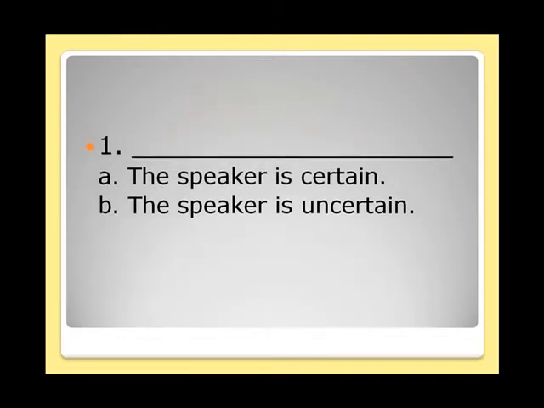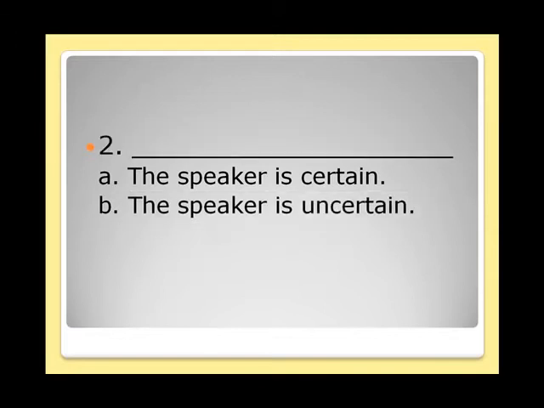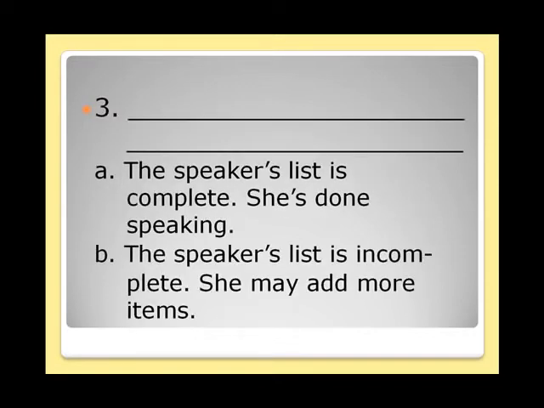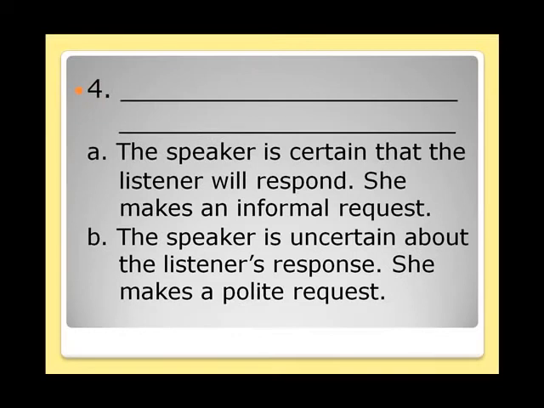Let's begin. Number 1. Ella Fitzgerald was a singer. Two. John Williams composes music. 3. I like soft rock, folk music, jazz, classical. 4. Turn up the radio. I like the song.